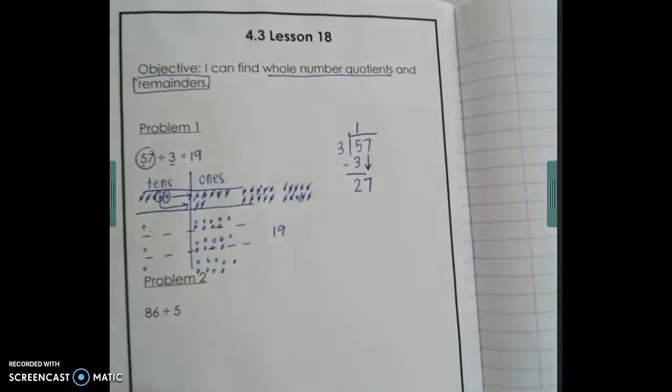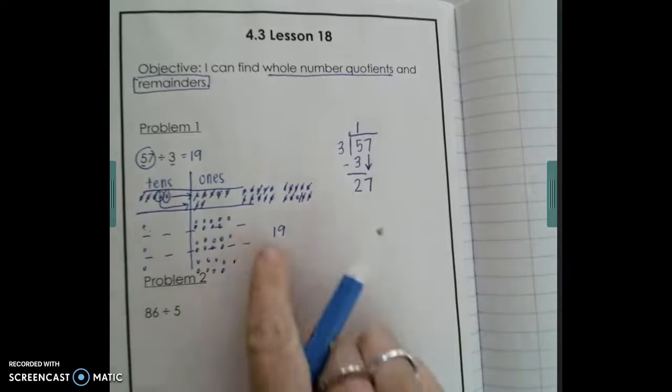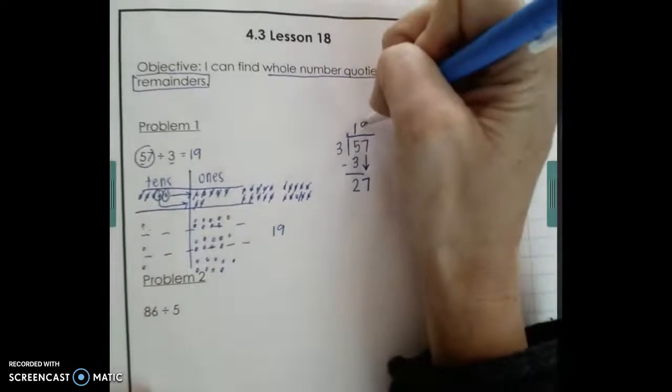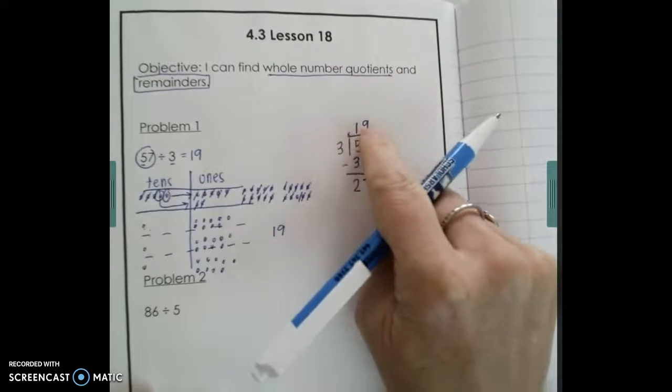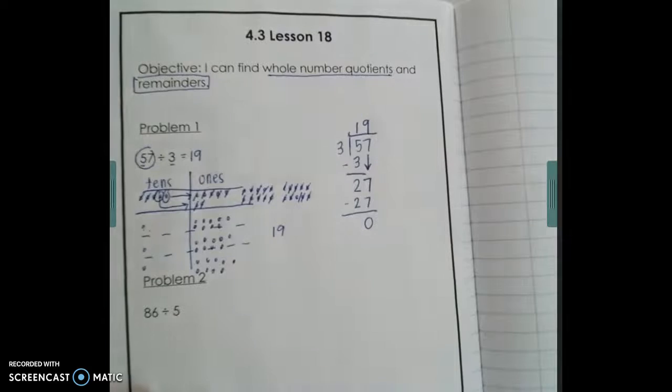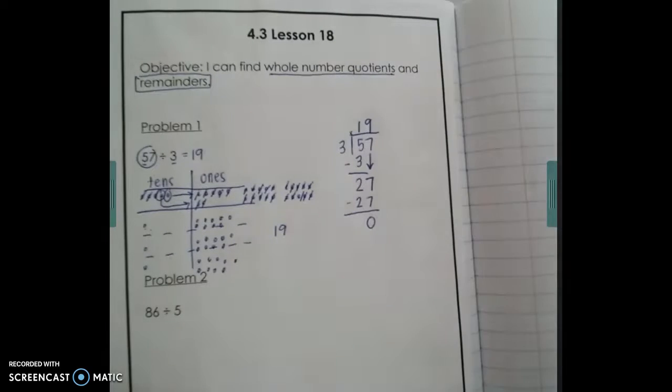3 goes into 27 how many times? Well, we did our work right here, but if you know your 3 facts, if you count up, you should get 9 times. So 3 times 9 gets me my 27. I subtract, I have nothing left over. We go to check it.